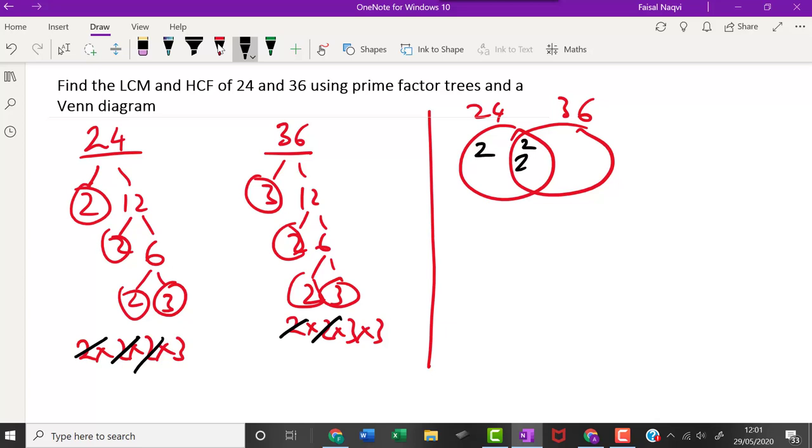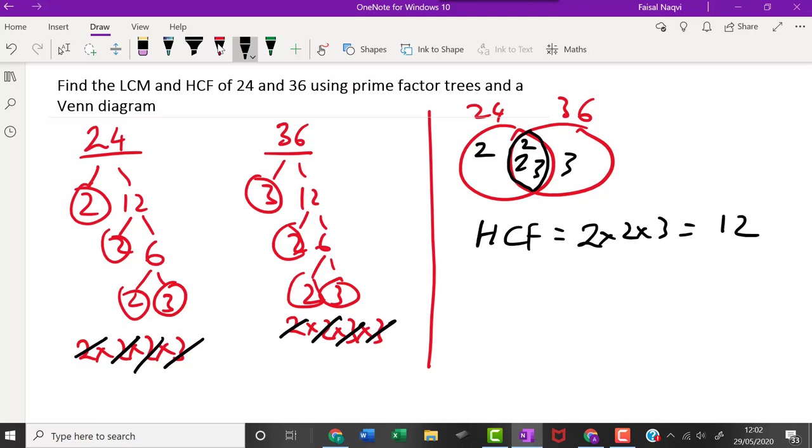I have a 3 on the 24, a 3 in the 36. That goes in the middle. And then finally I have 1 3 in the 36, which goes in the 36 section. Right, to find my highest common factor, remember that's just this middle bit here. I multiply all of those numbers together, so that's 2 times 2 times 3. 2 times 2 is 4, times 3 is 12. My highest common factor is 12.